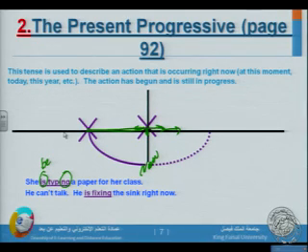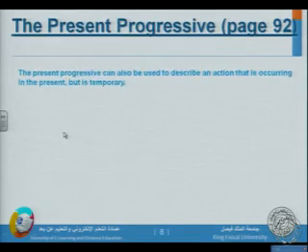Another sentence. He's fixing this sink right now. Notice, right now is also one of the indicators for the present progressive. It is one of the indicators that we use the present progressive sentence.